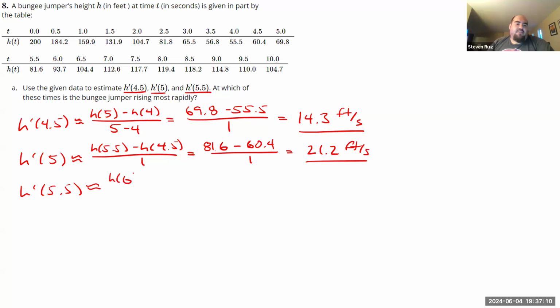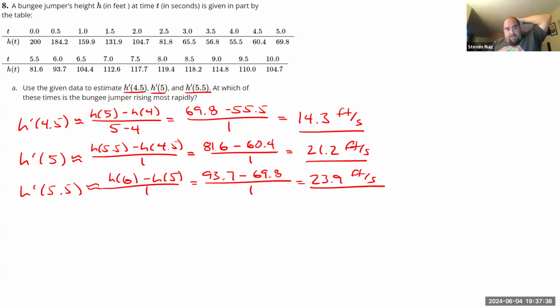And finally, for h prime of 5.5, we'll take h of 6 minus h of 5, all over 1 second. H of 6 is 93.7. H of 5 is 69.8, over 1. So 93.7 minus 69.8, I believe that's 23.9 feet per second.